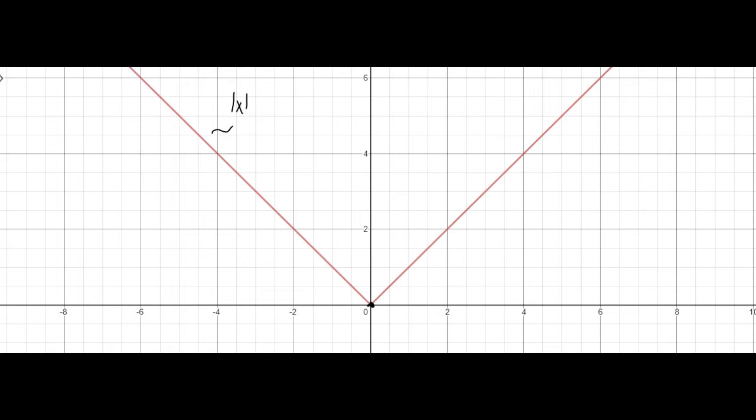But it's important to note, like limits, a derivative can exist for some x's and not exist for others. So the derivative exists for all the other points on this graph. It is just at this sharp corner right here where the derivative does not exist.